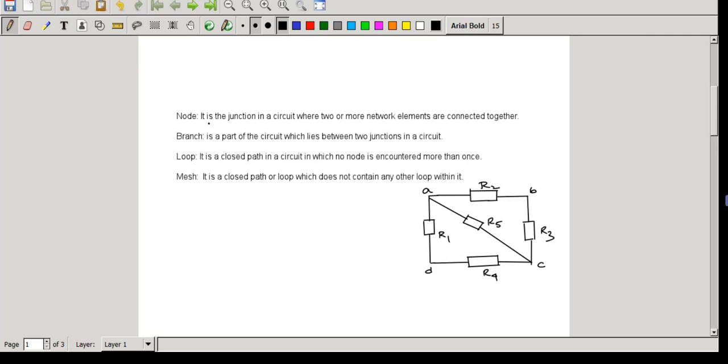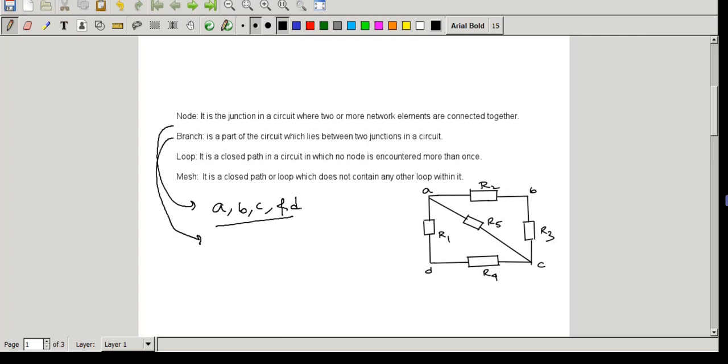What is a node? It is the junction in a circuit where two or more network elements are connected together. That is called a node. So as per the definition, in this circuit we can say that there are four nodes. What are the nodes? The nodes are A, B, C, and D. These four nodes are present in this figure.